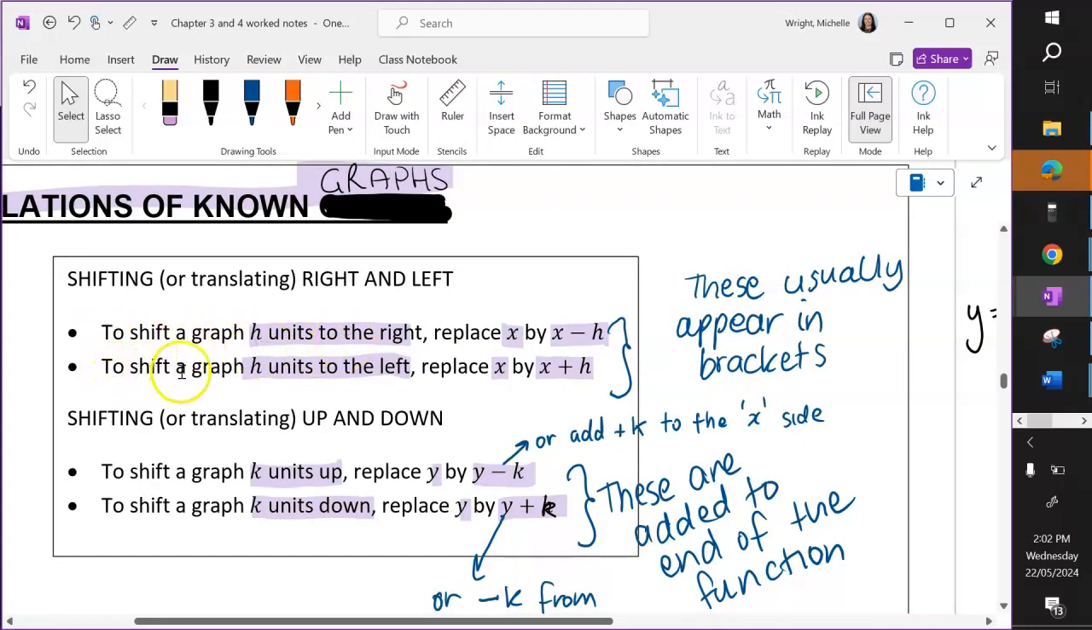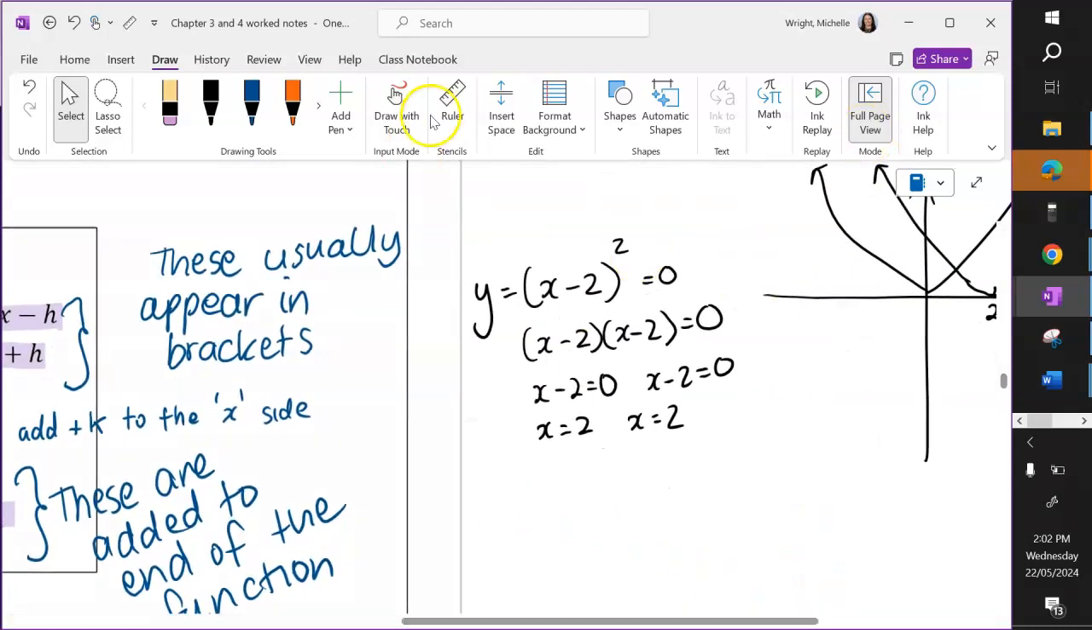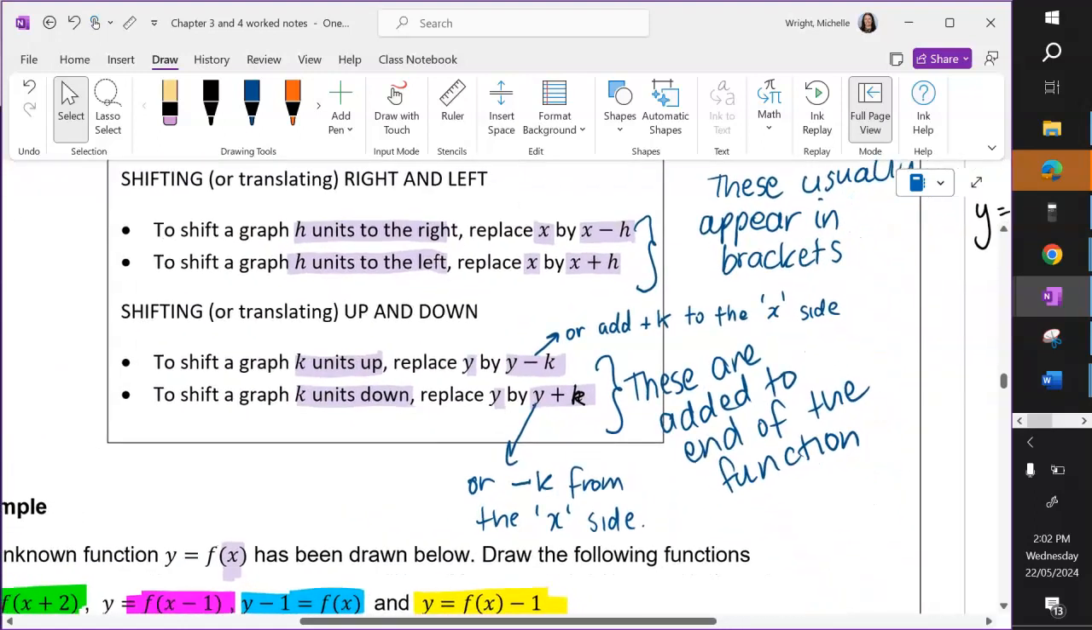So if we're going to shift our graph to the left, we're going to replace the x by x plus h. The same thing would happen as we just had in the graph to the right, but if that was a plus in here, I would find that my roots were both negative and it would shift my graph to the left. So that's why that's happening.